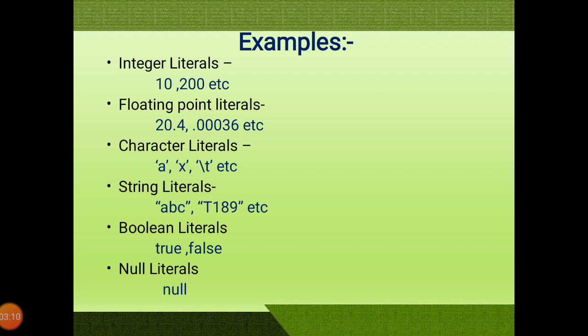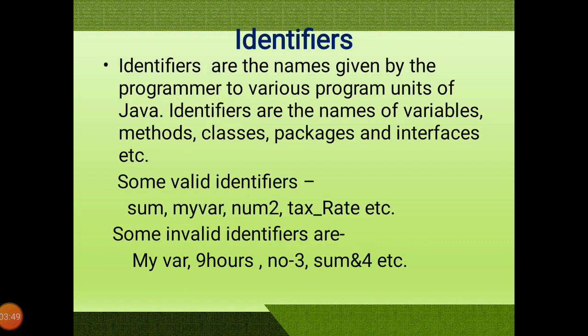String literals. A set or group of characters enclosed within double quotes is known as a string. It is a group of characters enclosed within double quotes, called string literals. For example, "ABC", "T189", etc. Boolean literals. True or false are known as the boolean literals in Java. Null literals. The keyword null, N-U-L-L, is known as the null literal. Literals are fixed data values. They cannot be changed. Keep this in your mind.